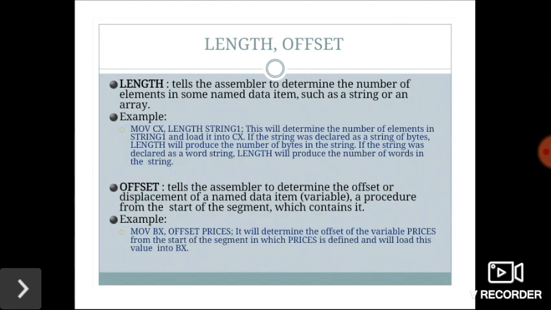Then LENGTH. LENGTH tells the assembler to determine the number of elements in some named data item, such as a string or an array. Then the OFFSET assembler directive tells the assembler to determine the offset or displacement of a named data item or a procedure from the start of the segment which contains it.